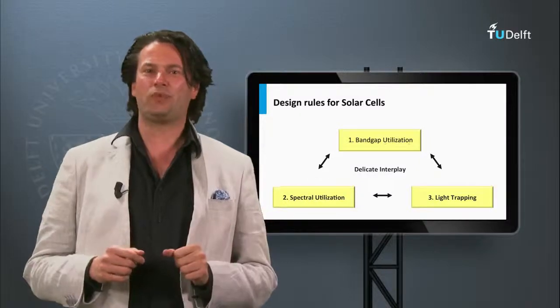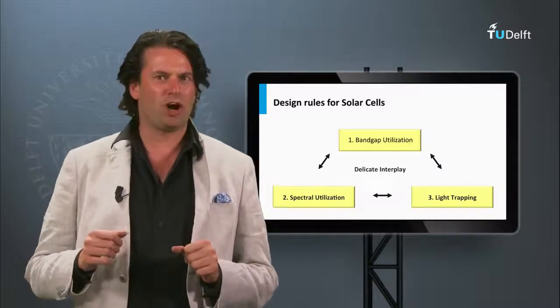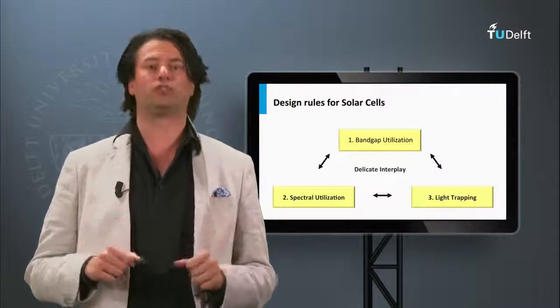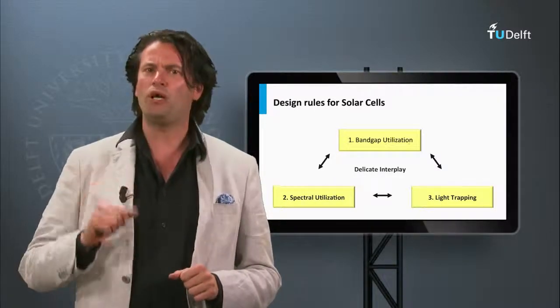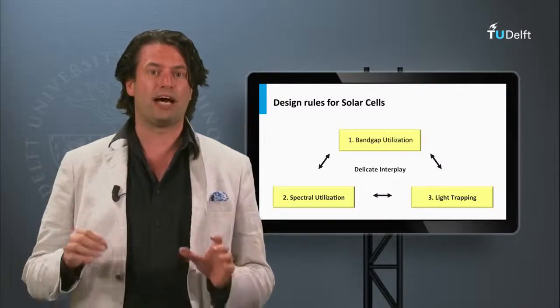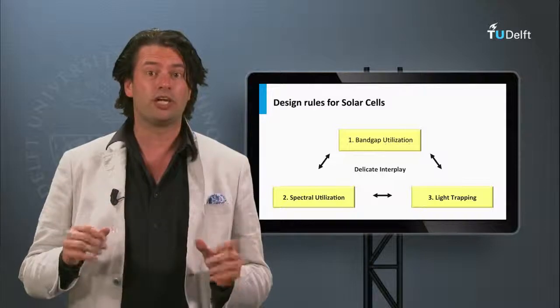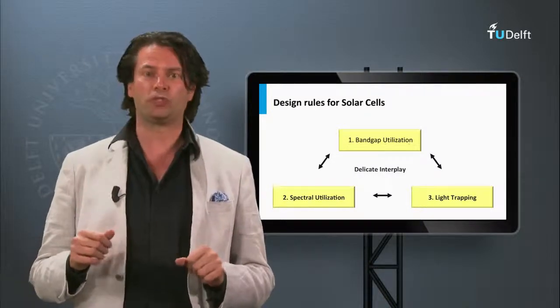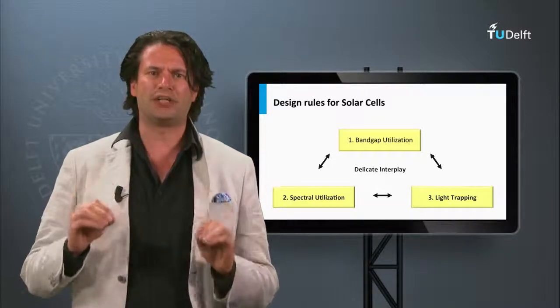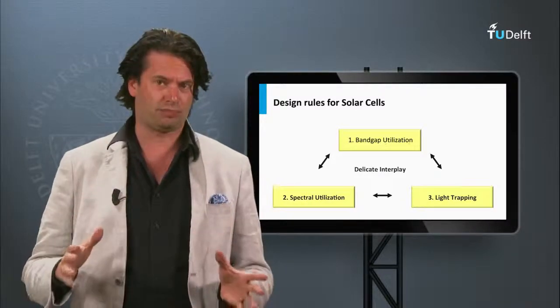In the last 2 weeks, we have discussed the working principle of a solar cell and the external parameters that define the performance of a solar cell. Now, we are going to look at how various solar cell concepts and photovoltaic materials affect the performance of a solar cell. For that, we have to look at some general design rules for solar cells.